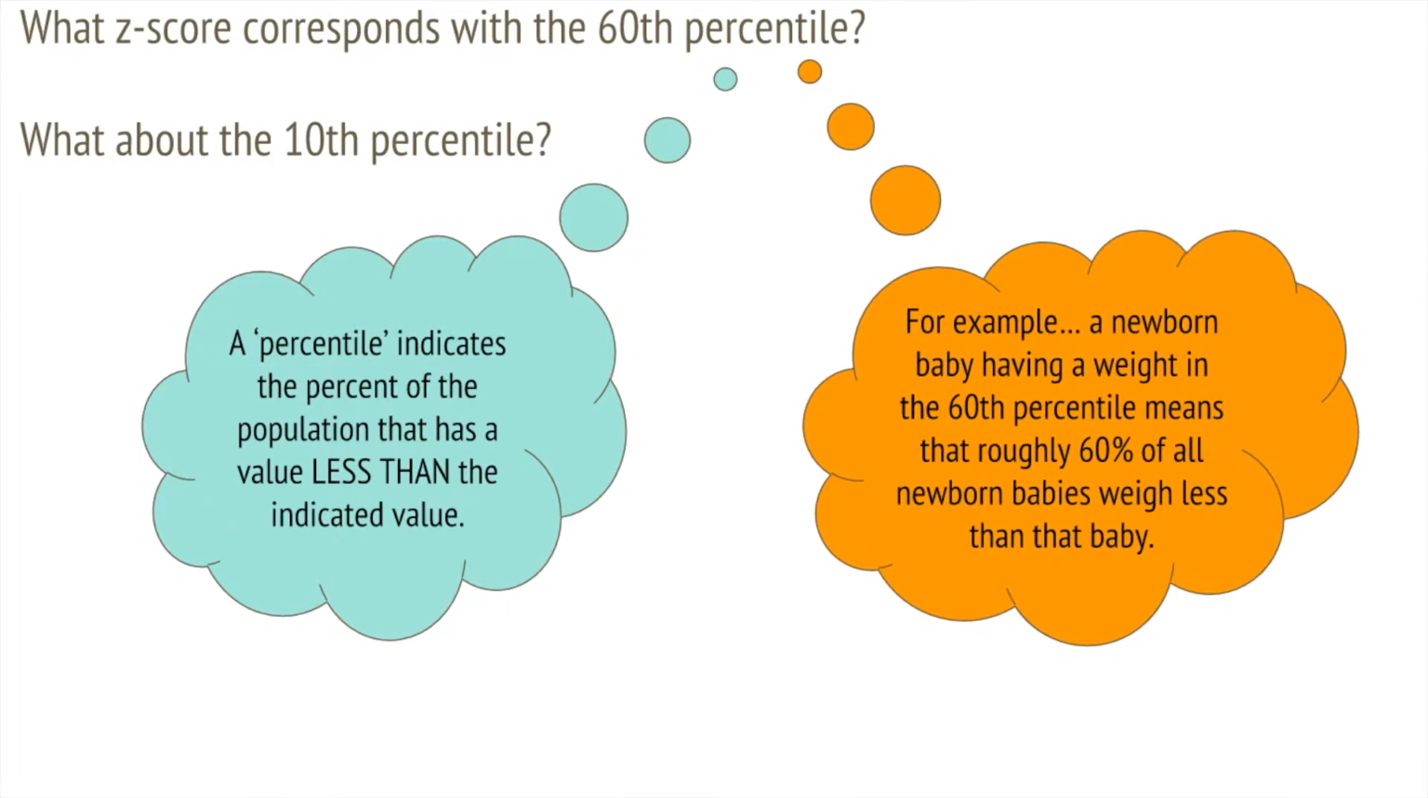Doctors use it a lot when they're talking about newborn babies. So a newborn baby having a weight in the 60th percentile means that roughly 60% of all newborn babies weigh less than that baby. So that's the percent less than.